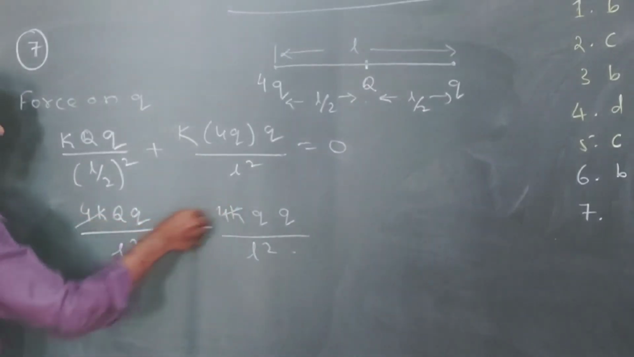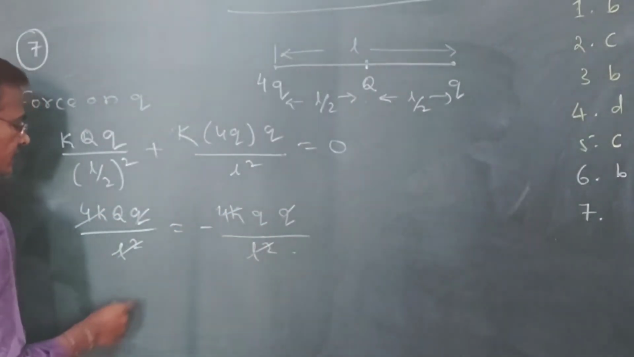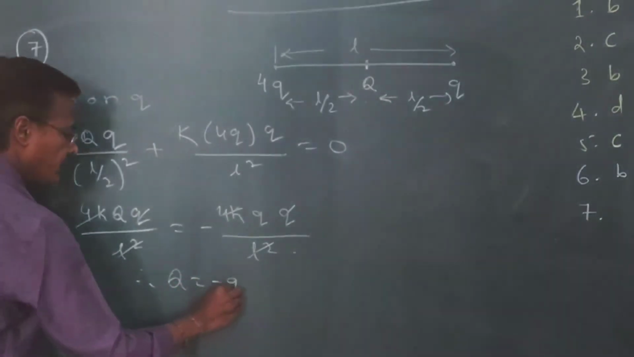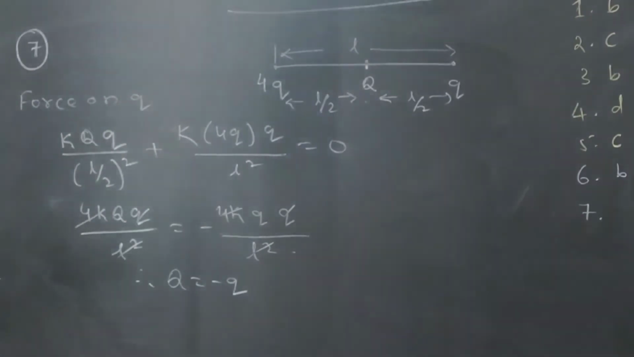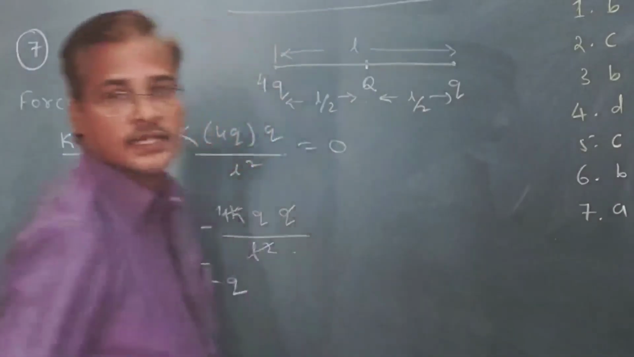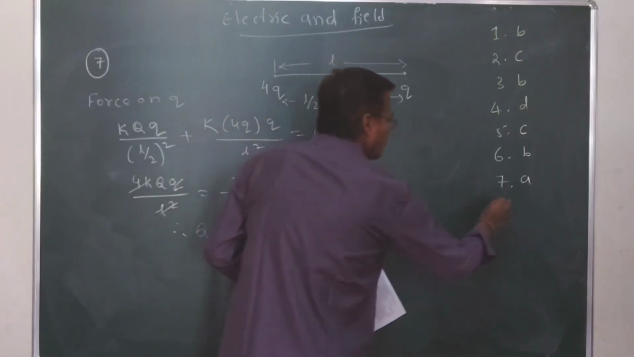This 4k gets cancelled, one q gets cancelled, L square and L square get cancelled. Therefore, q equals minus q. So the option for this one is A. Option A is correct. Now the next question, the 8th.